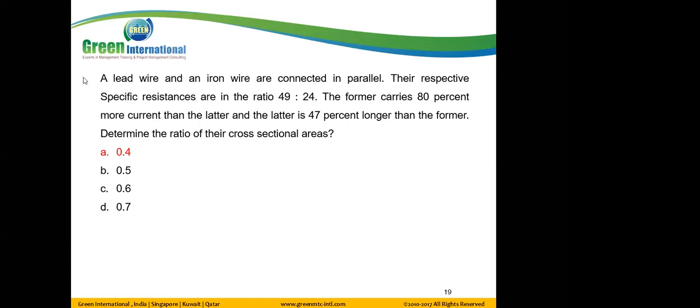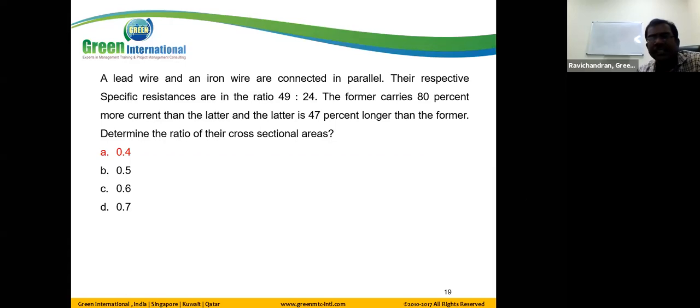Okay. So read the question paper. Definitely these types of questions they may ask. We have 5 to 10 questions similar to this type. Just now we solved one question. Here a lead wire and an iron wire are connected in parallel combination. So we are using two different types of material. Their respective specific resistances are in the ratio 49:24.